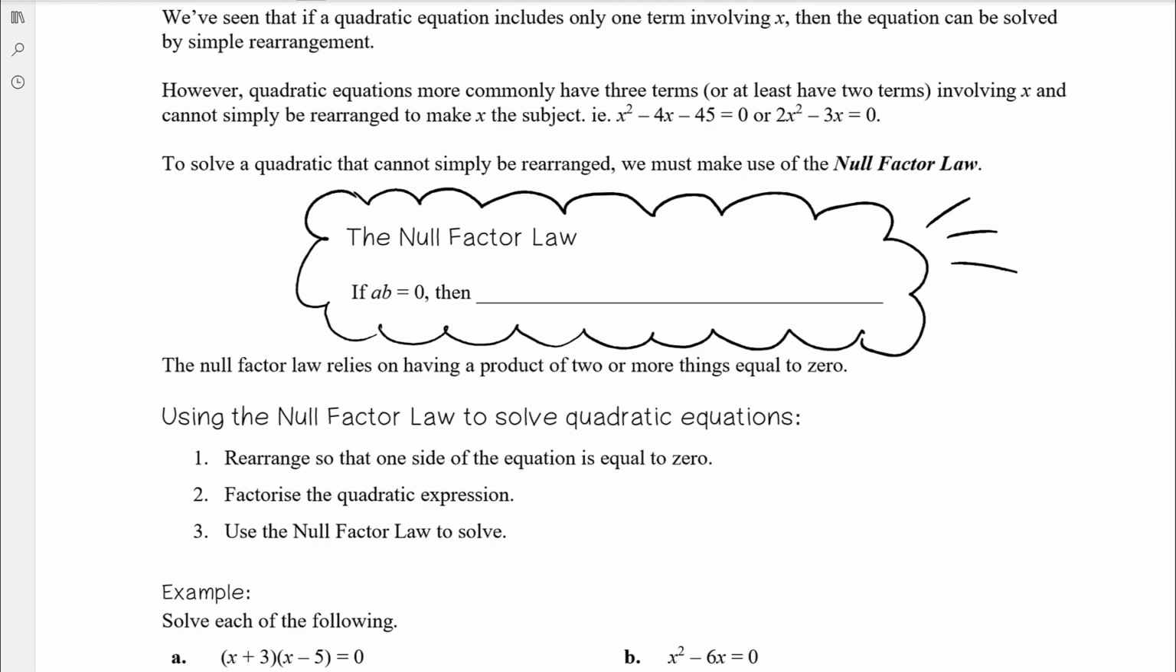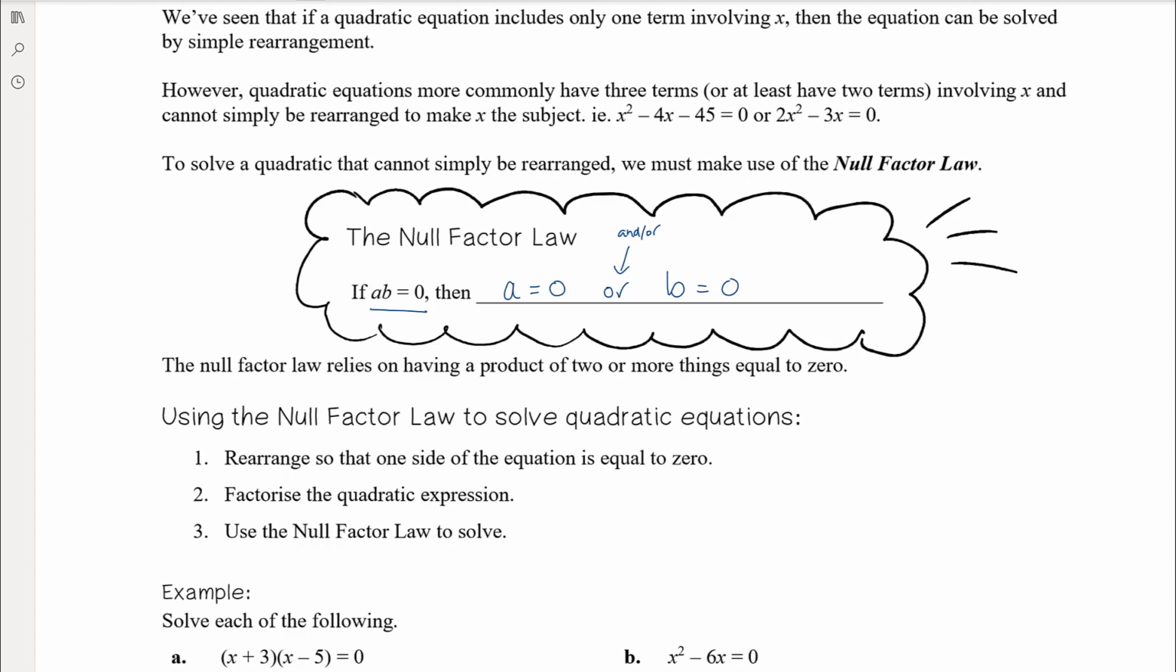Okay, so the null factor law is all about this: if I have two things that multiply together to equal 0, so a times b equals 0, the only way that can happen is if a equals 0 or if b equals 0. Now in maths, when we write the word or, we technically mean and/or. It's called an inclusive or. Whenever we use the word or in maths, we mean and/or. So a or b could equal 0.